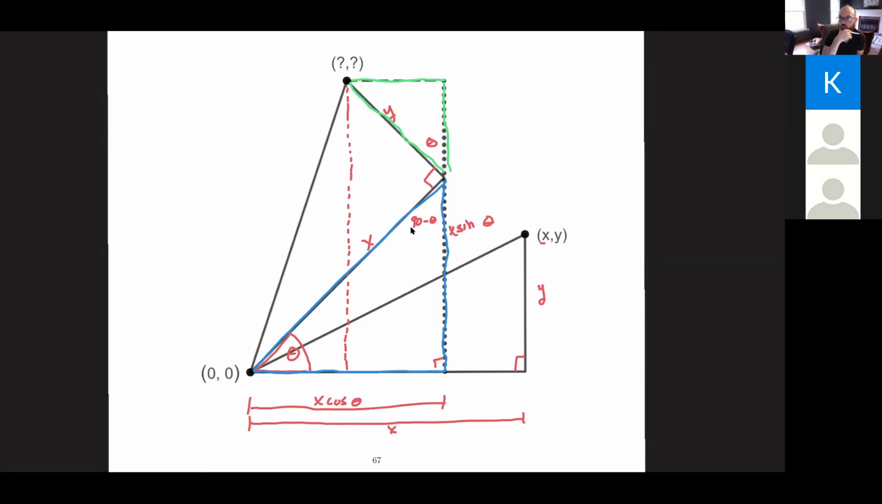So now what are the side lengths in our green triangle? The top one would be y sine theta, the top of the rectangle. Mm-hmm. And then the side one would be y cosine theta. This is y cosine theta.